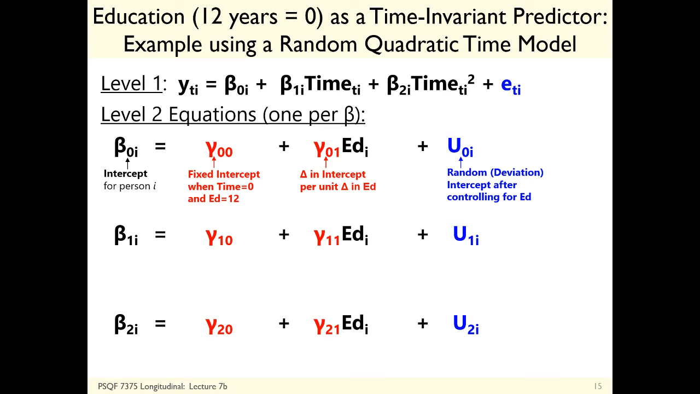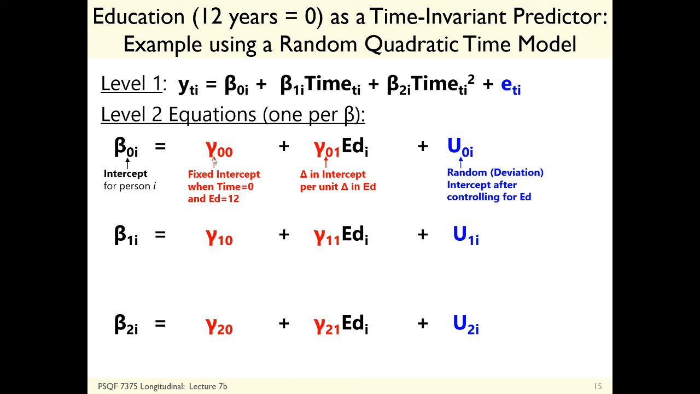Well, now we are conditioning the fixed intercept also on education. So I've introduced gamma 01, which is a slope for the effect of education. So it is the main effect of education in this model. Because education is now a predictor, the intercept is not just conditional on time 0, but it's also conditional on when education is 0, which in this case is going to be 12 years.